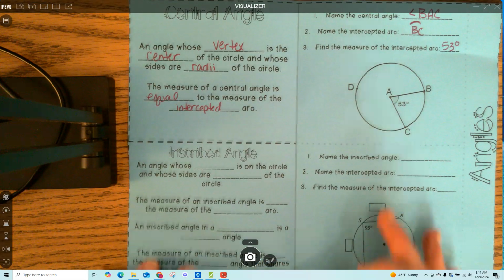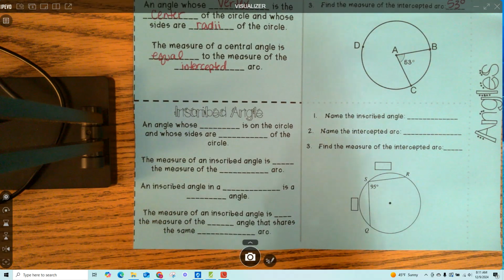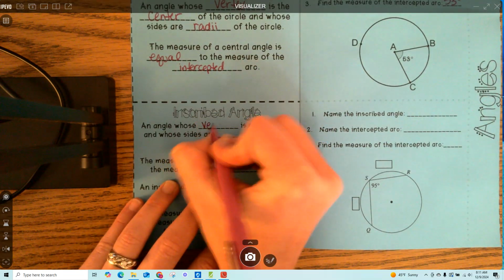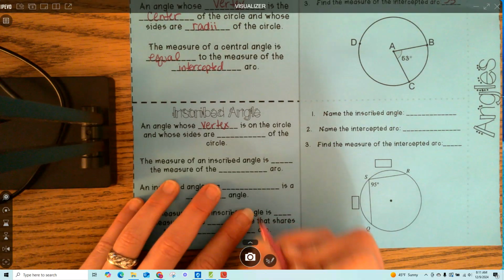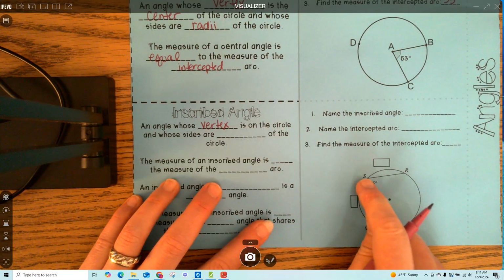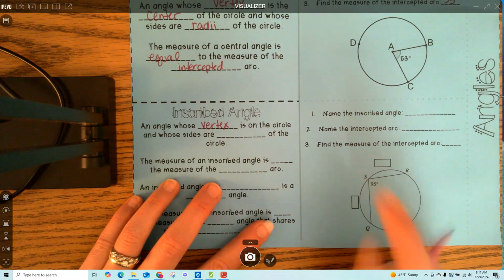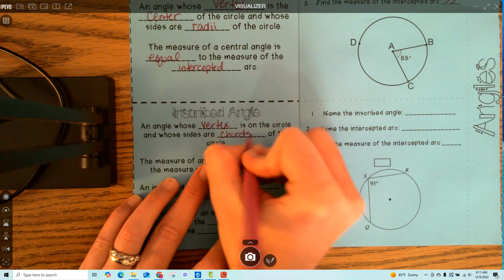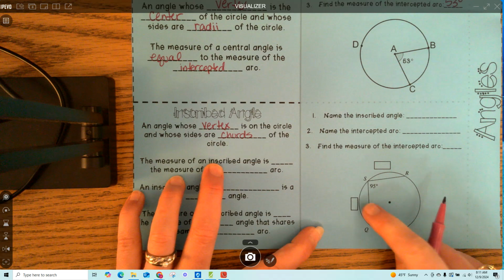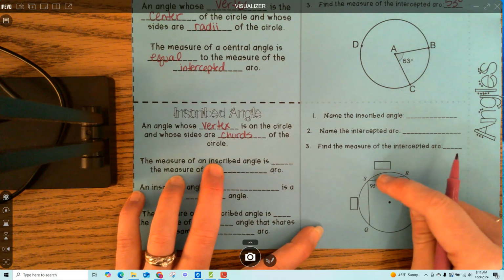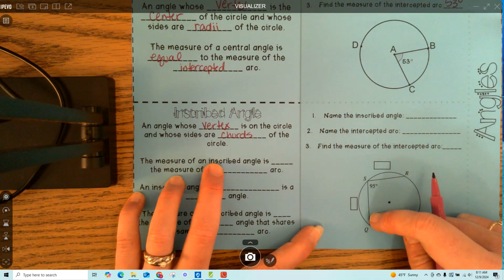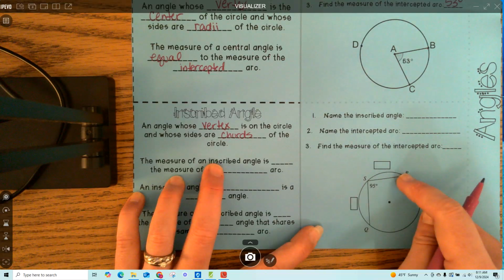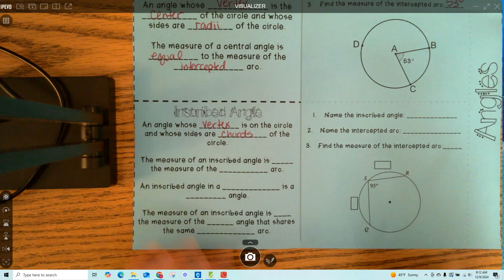Okay, central angle and intercepted arc have the same measure. All right, an inscribed angle is an angle whose vertex is on the circle. So now our vertex is on the circle, and whose sides are chords. So a chord does not go through the center, so it's not a diameter. You can see here, it just goes from one edge to the other edge without ever going through the center.